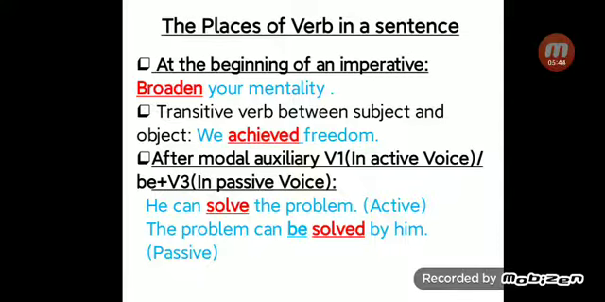At the beginning of an imperative: broaden your mentality. Here, broaden is the verb in imperative sentence. Transitive verb between subject and object: we achieved freedom. After modal auxiliary, verb 1 in active voice, oblique be plus verb 3 in passive voice. He can solve the problem, active. The problem can be solved by him, passive.